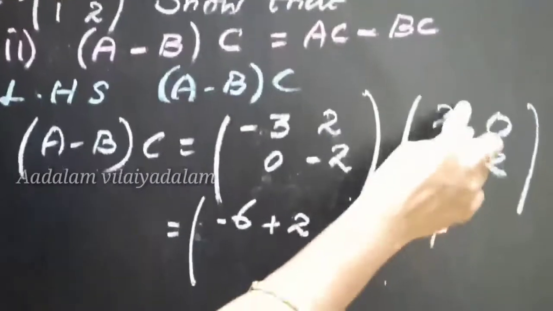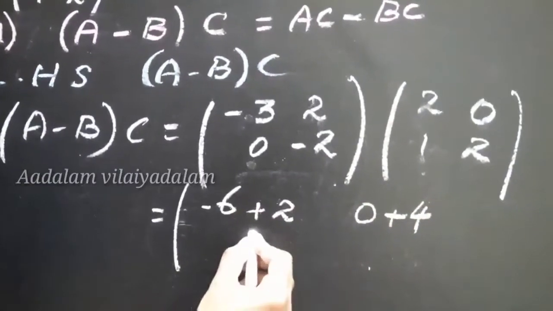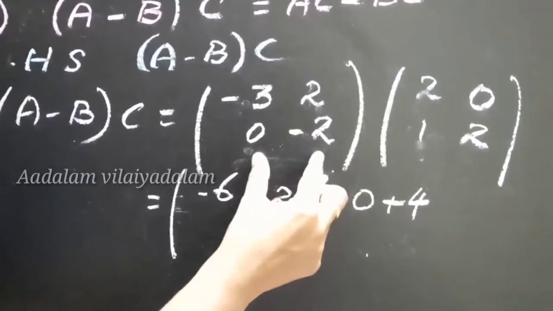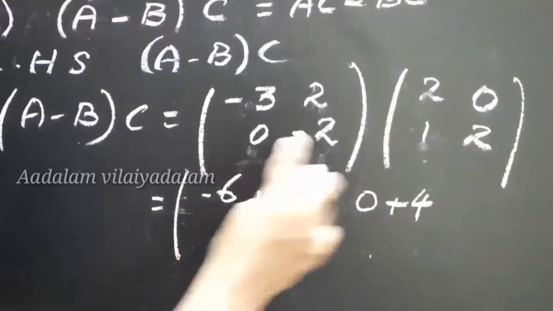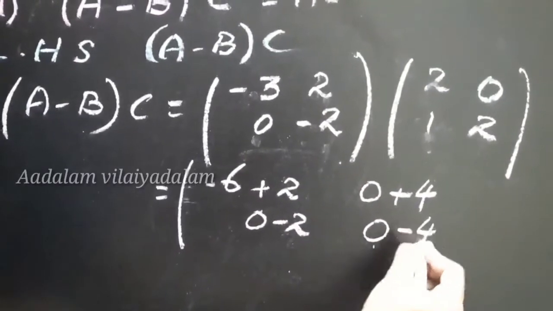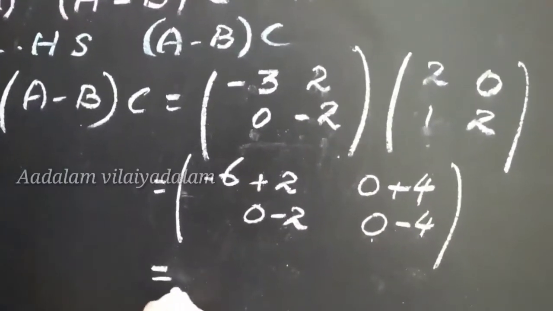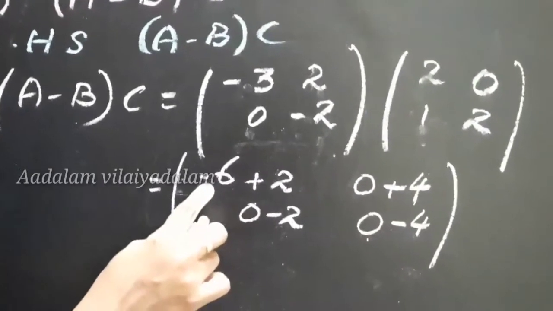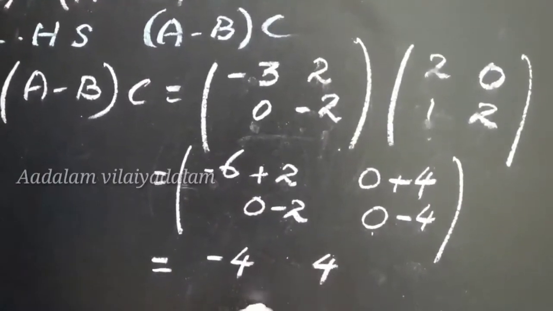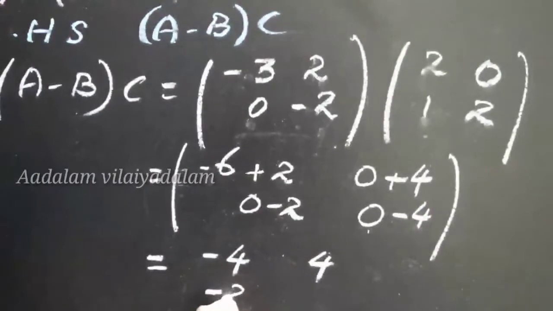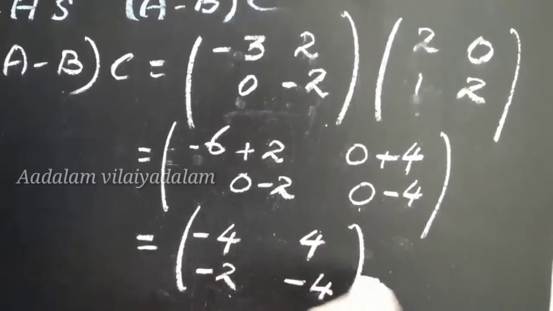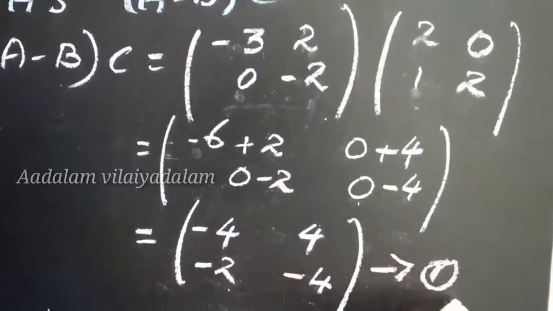Again, second row, first column: 2 into 0, 0; 1 into minus 2, minus 2. The second row, first column: 0 plus minus 4, minus 4. So A minus B into C, the answer is minus 6, plus 2, minus 4; 0 plus 4, 4; 0 minus 2, minus 2; 0 minus 4, minus 4. So this is equation number 1. It is the LHS value.